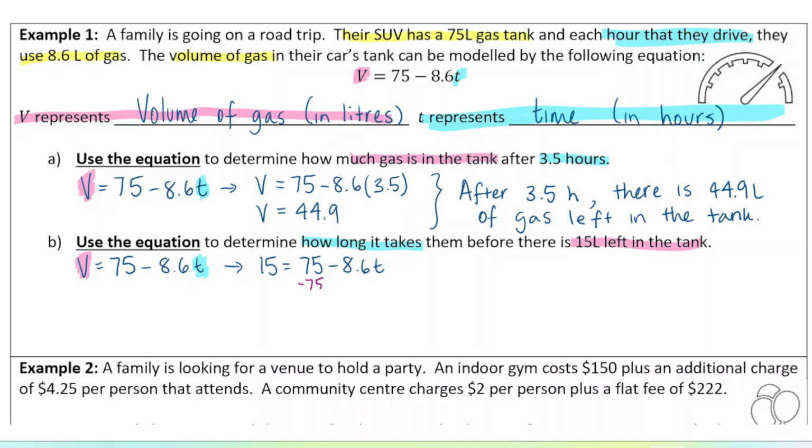First thing I'm going to get rid of is the 75. I will subtract 75. And I'll have negative 60 on the left-hand side and negative 8.6 multiplied with T on the right-hand side. Next, I'm going to divide by negative 8.6 on both sides, the opposite of multiplying. And I have isolated T now. I have to round this off, but it's 7.98. So pretty much 8 hours.